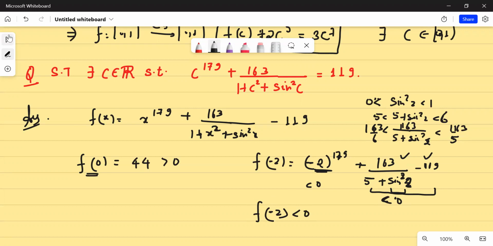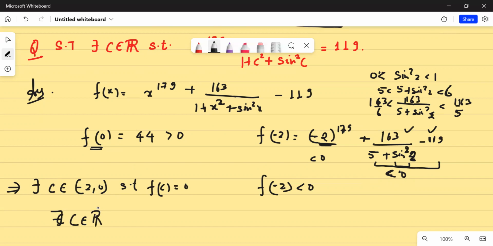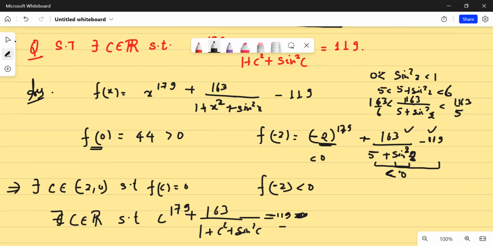F of 0 is positive. It implies there would at least exist some c belongs to minus 2 comma 0, such that f of c is equal to 0. Or in other words, there exists some c belongs to R, obviously between minus 2 and 0, so it is a real number. So there exists at least one c belongs to R, such that f of c is equal to 0. Or in other words, c to the power 179 plus 163 divided by 1 plus c square plus sine square c minus 119 is equal to 0. Or in other words, you place it equal to 1. Is that clear? This is what we wanted.